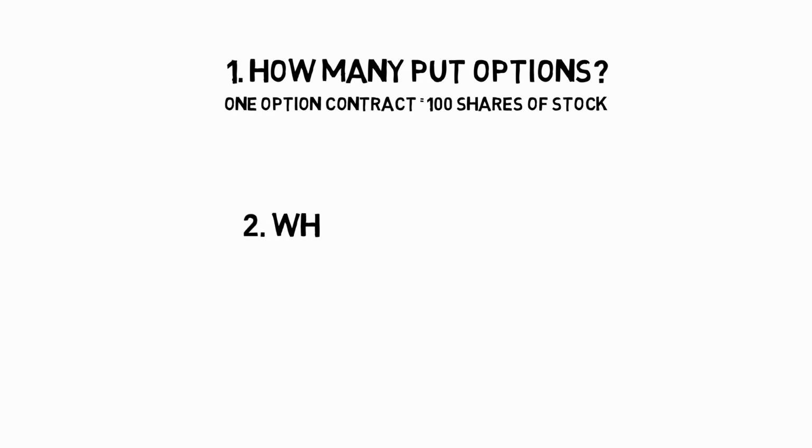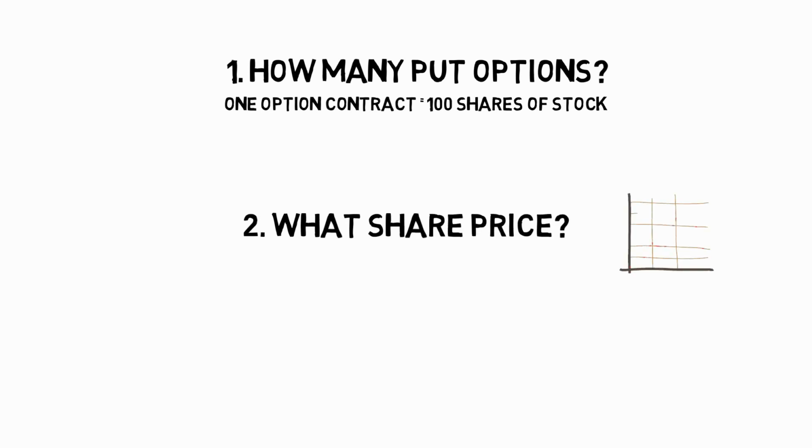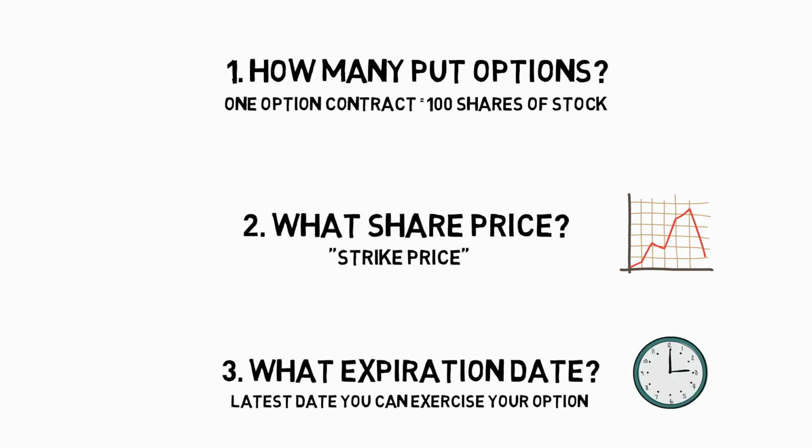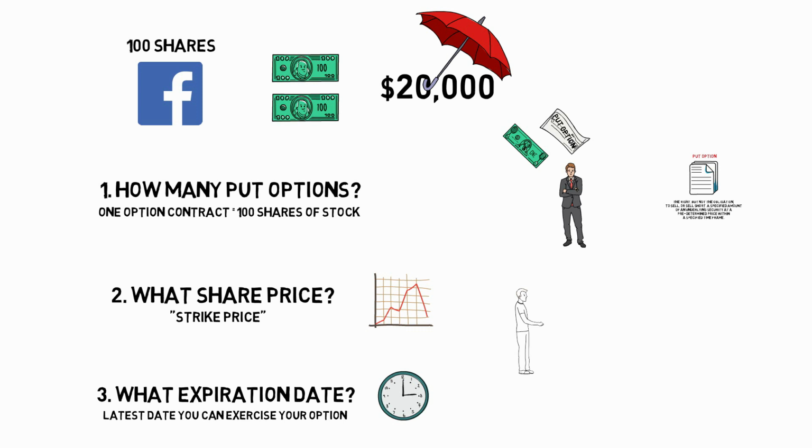Second, you have to choose a price at which you want the right to sell shares of Facebook. This is referred to as the strike price. Finally, you need to pick a date when the contract will expire. If Facebook trades lower than your strike price by the expiration date, then you will have the right to exercise your put option. Every investor will have to decide when or if it's appropriate to buy insurance with options.